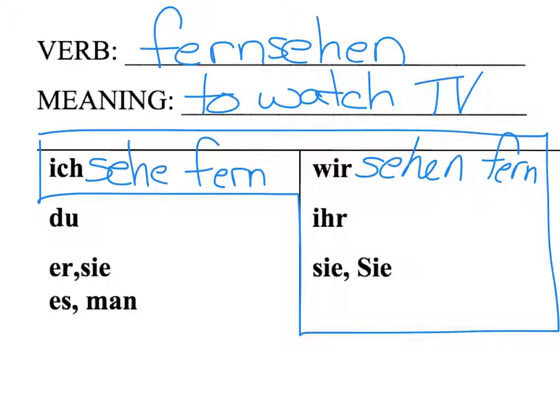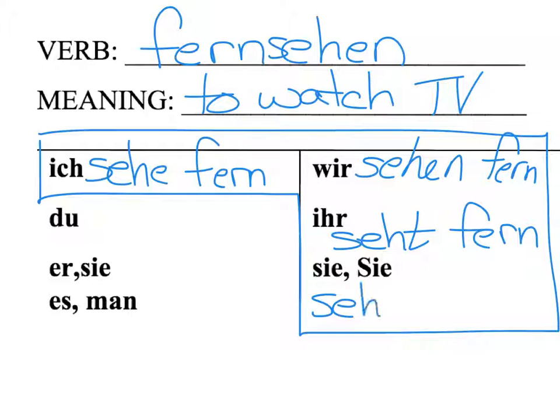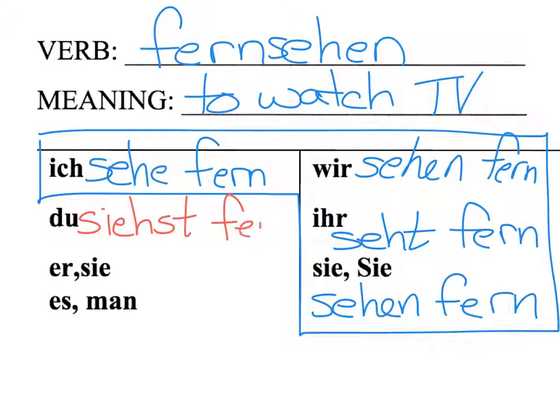Ihr? Seht fern. And sehen Sie? Sehen fern. What changes for the du and er, sie, es forms? I before the E. Good. So what is du going to become? Siehst. And then you add the fern. And er, sie, es, man? Sieht. Good.